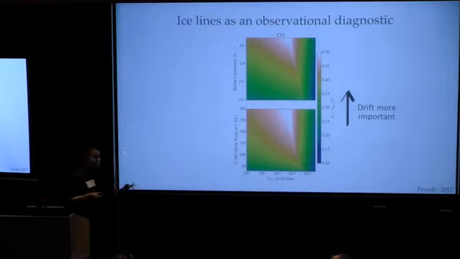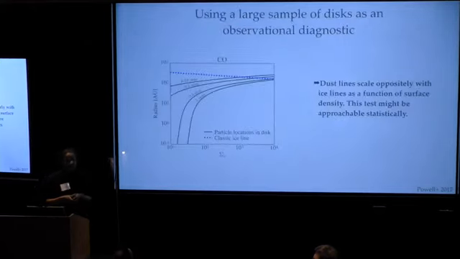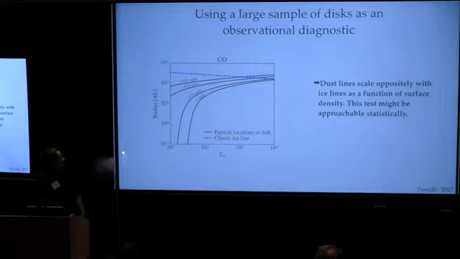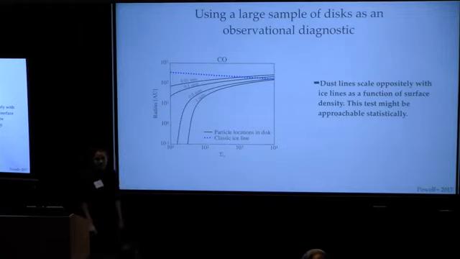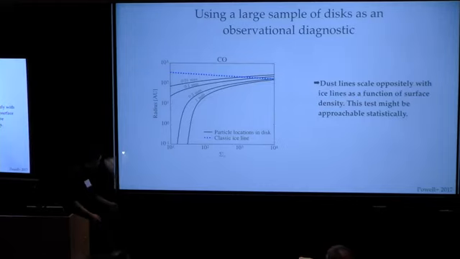I won't explain this plot now, but I'll mention that in my 2017 paper, we discussed different ways that you could see if drift might be important in your ice line. And in the future, if we have a large sample of disks, another observational diagnostic that might be approached statistically is that ice lines and dust lines should scale oppositely as a function of surface density. So if you move to more massive disks, your dust lines move outward while your ice line moves inwards. That should be another signature of this model.